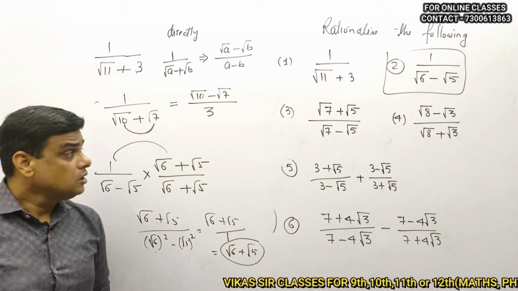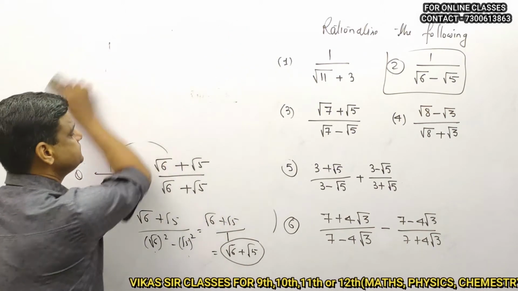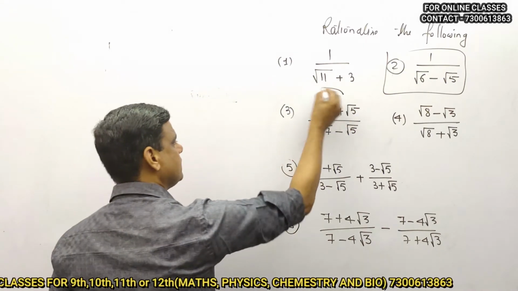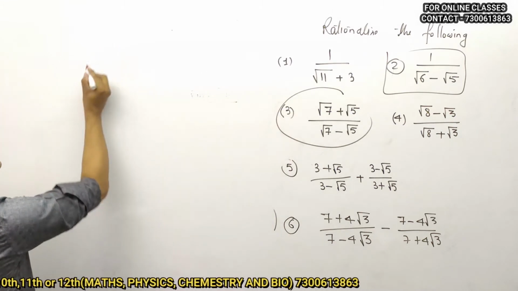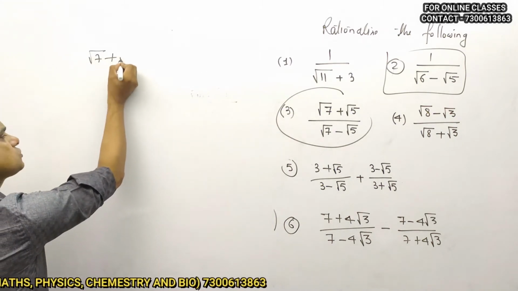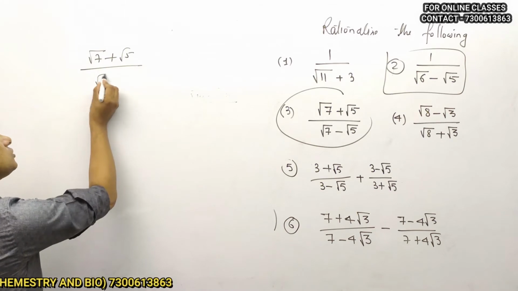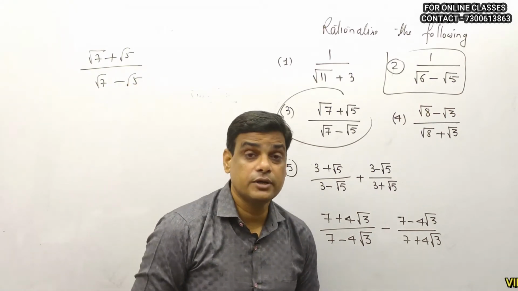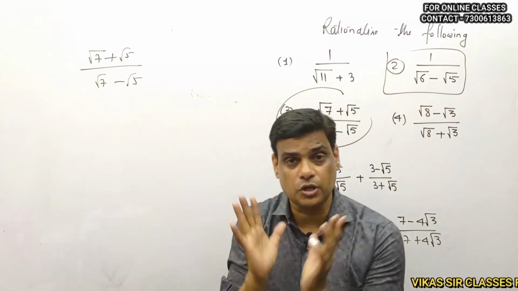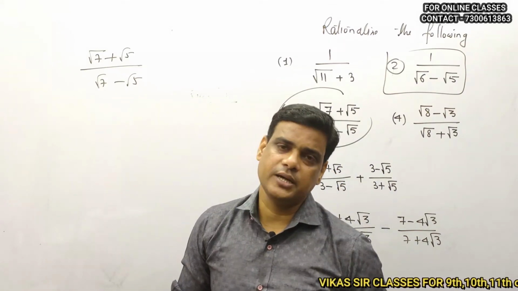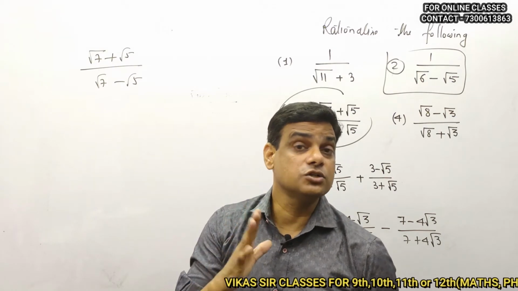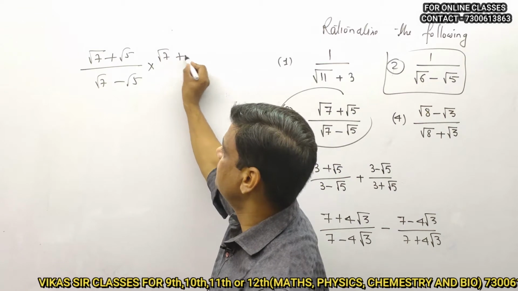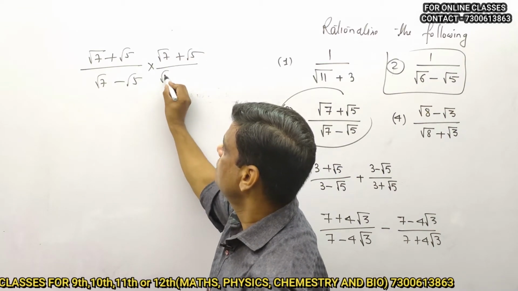Okay. Now let's see the next question. The next question is this one: root 7 plus root 5 upon root 7 minus root 5, right? How to solve it? The same method, the same process. Multiply the numerator and denominator by the conjugate. And what is the conjugate? The conjugate is root 7 plus root 5, right?